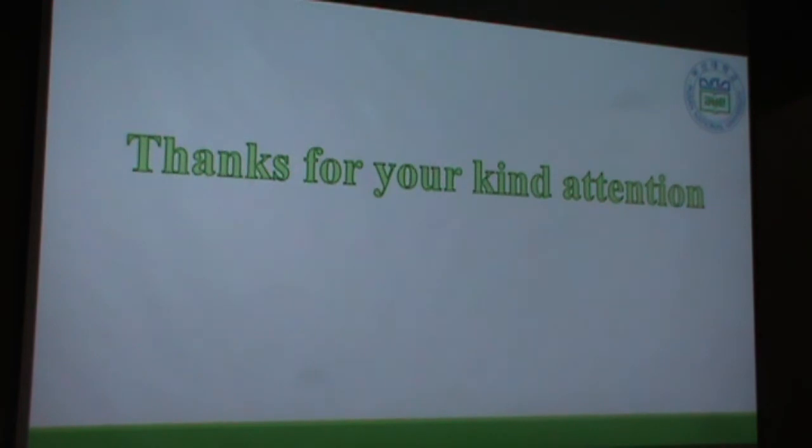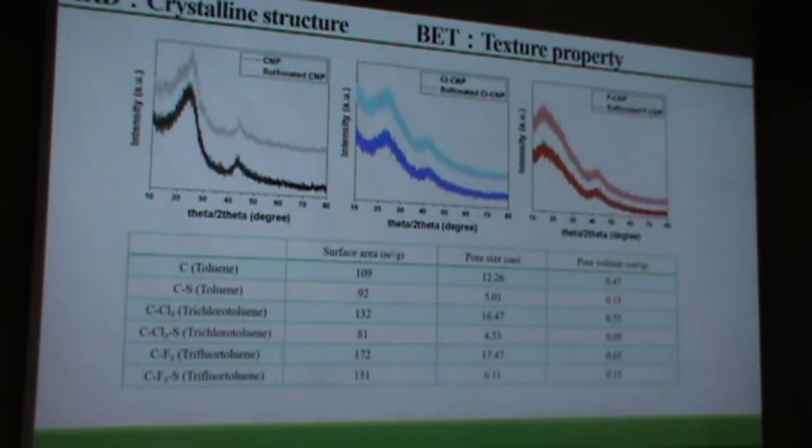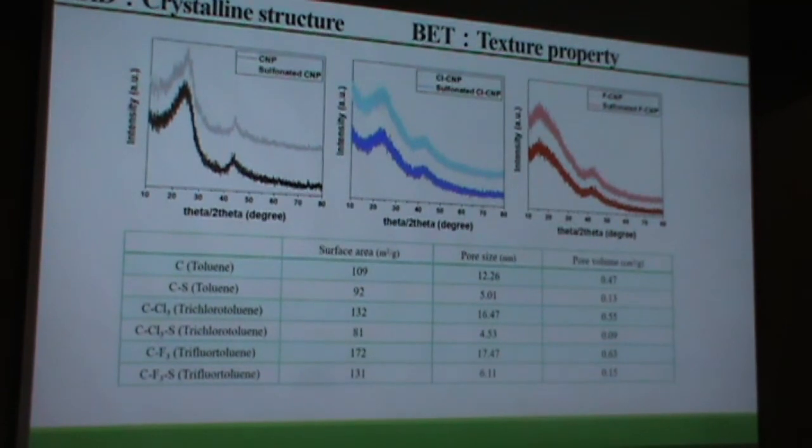So have you ever checked the actual surface area of your catalyst? Surface area? Oh yeah, we have checked. The surface area is around 100 square meters per gram, and after sulfonation it shows a decrease because the acid group doping makes the aggregation of the carbon spheres.